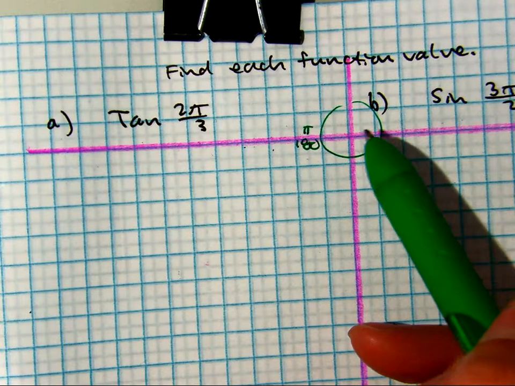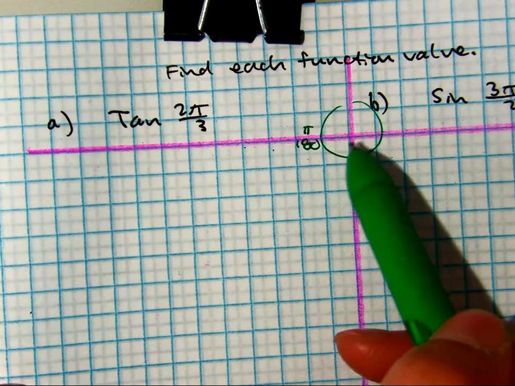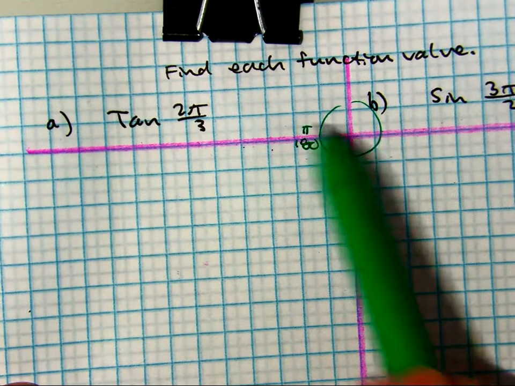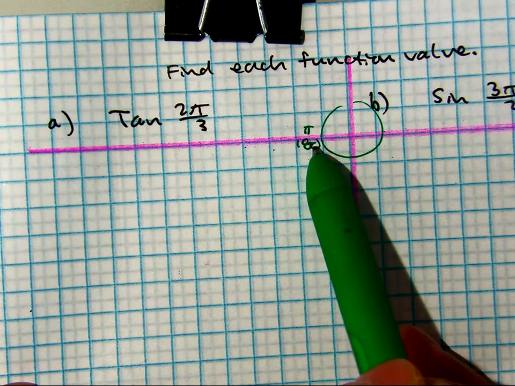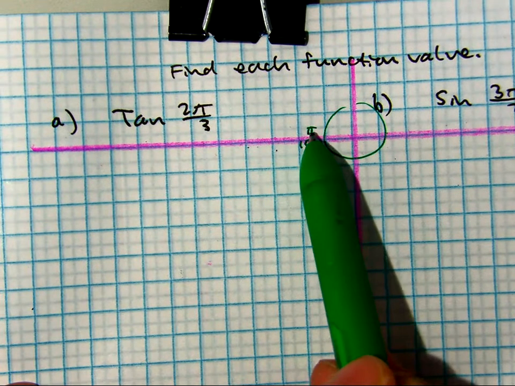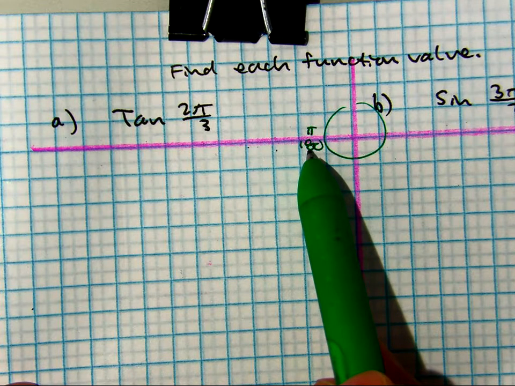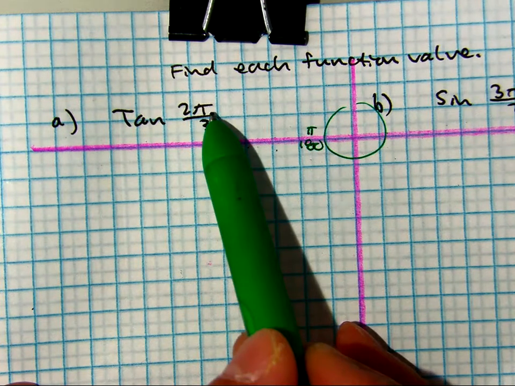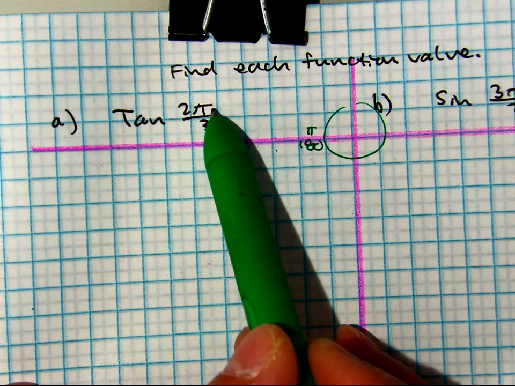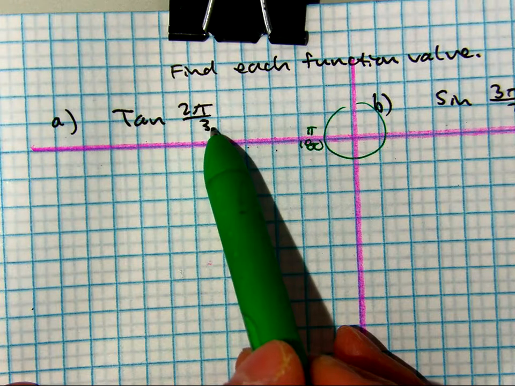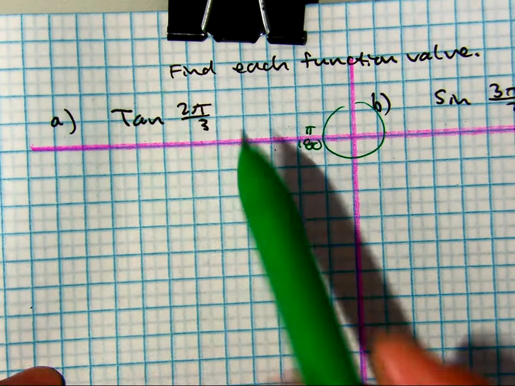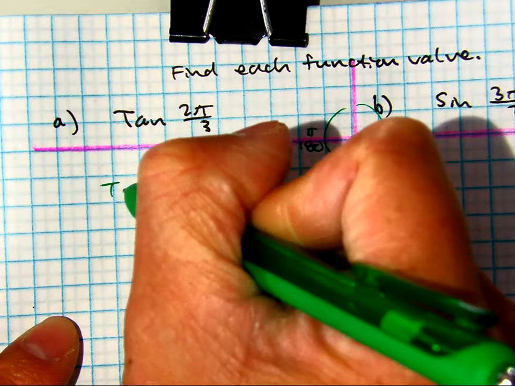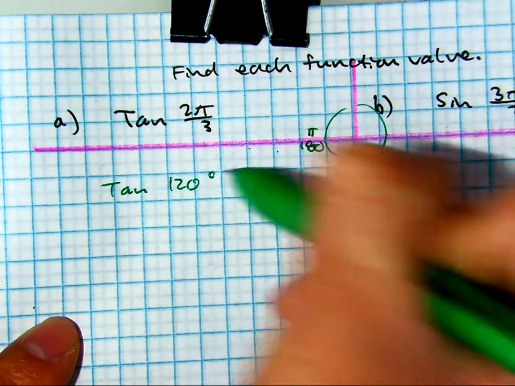So essentially this is a summary of the awesome proportion to convert from radians to degrees. A full circle is 2 pi or 360 degrees. Half of that is pi, which is 180. So essentially pi is equal to 180. They're in the same position. So if pi is equal to 180, 180 divided by 3 is 60. 60 times 2 is 120. Tangent of 2 pi over 3 and tangent of 120 degrees are the same.